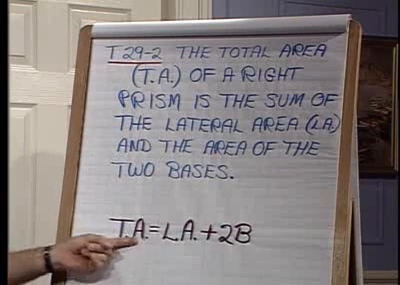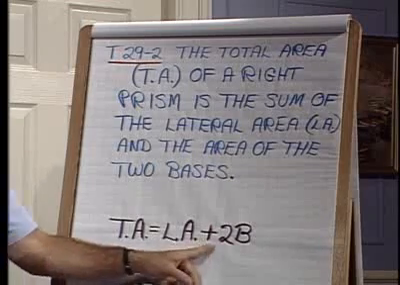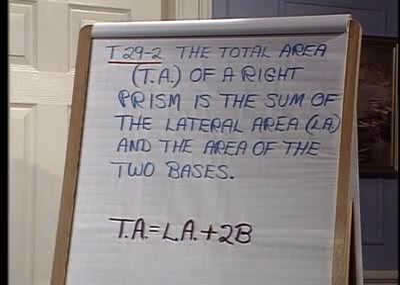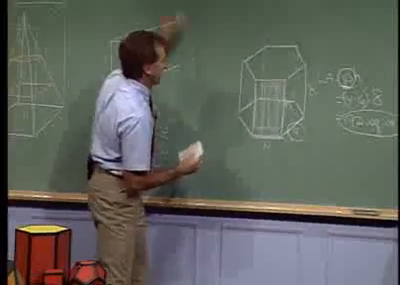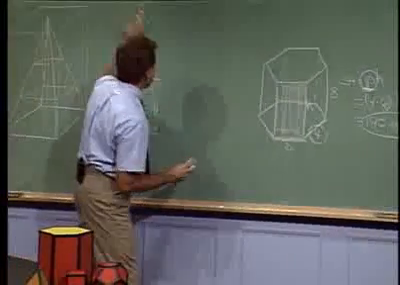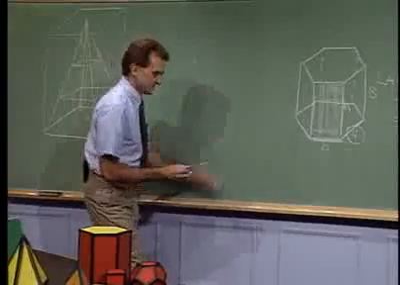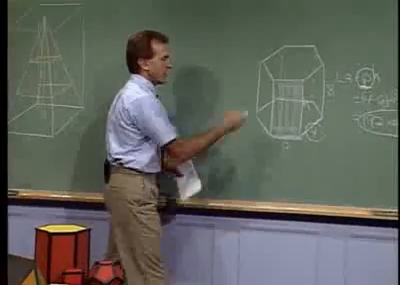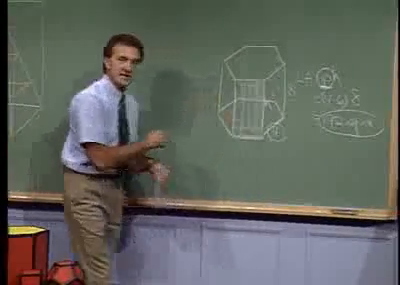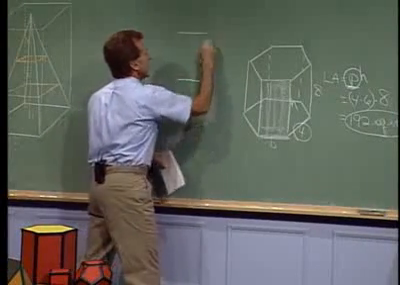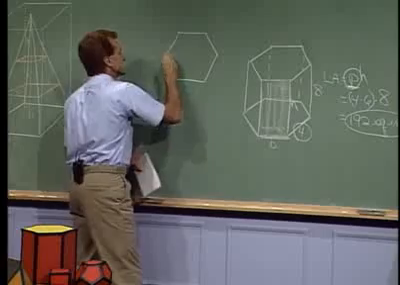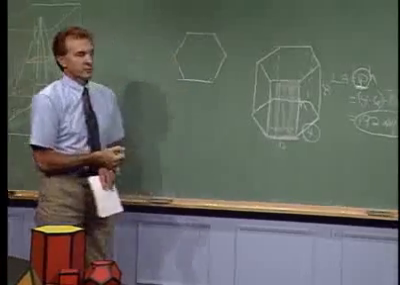Very simply, TA equals the lateral area plus 2B. Okay? So again, let's go back to the same drawing right here and find the total area. We already have computed the lateral area, so to save time, let's just add on the area of the bases. Well, how are you going to find the area of this base? It is a regular polygon looking like this. It's a regular hexagon. All sides are equal in measure, and all angles are equal in measure.